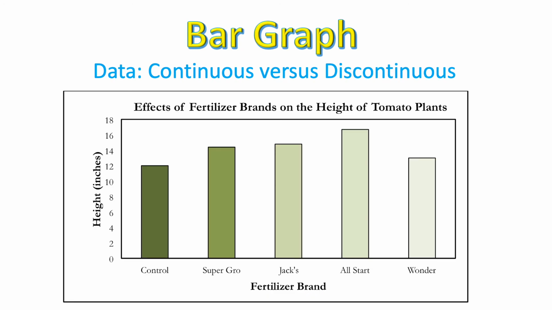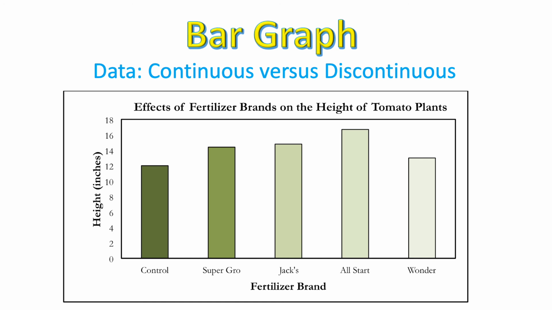The next graph we're going to look at is a bar graph. So for a bar graph, the data is going to be continuous versus discontinuous. In this case, we are looking at an example where you tested different brands of fertilizer on tomato plant growth. The independent variable, brand of fertilizer, is discontinuous. The dependent variable, plant height, is continuous.